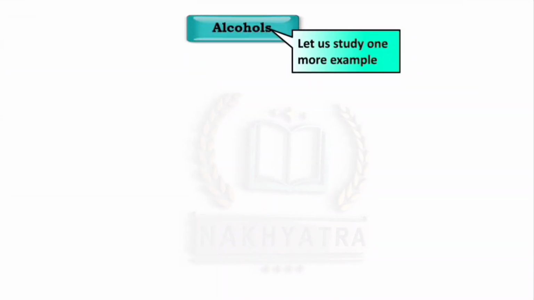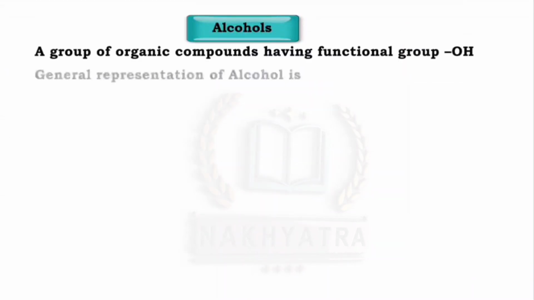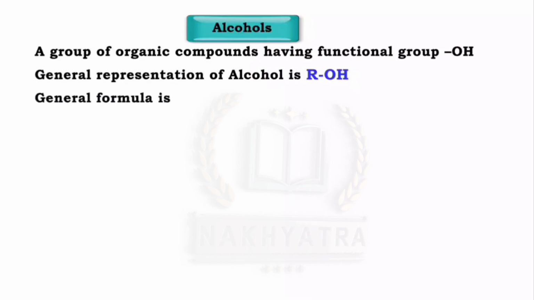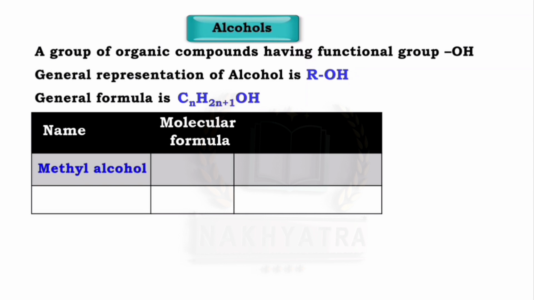Next is alcohol. Let us study one more example. Alcohols are a group of organic compounds having the functional group OH. See the general representation of alcohol, ROH, where R is the alkyl group and OH is the functional group. The general formula is CnH2n+1 with the suffix OH. So first is methyl alcohol, and the molecular formula is CH3OH.